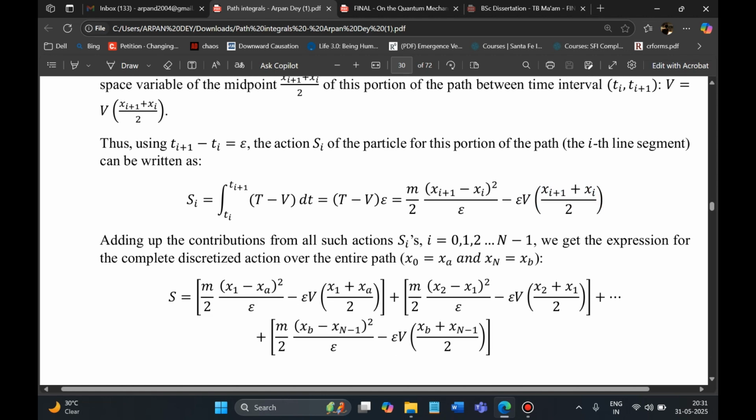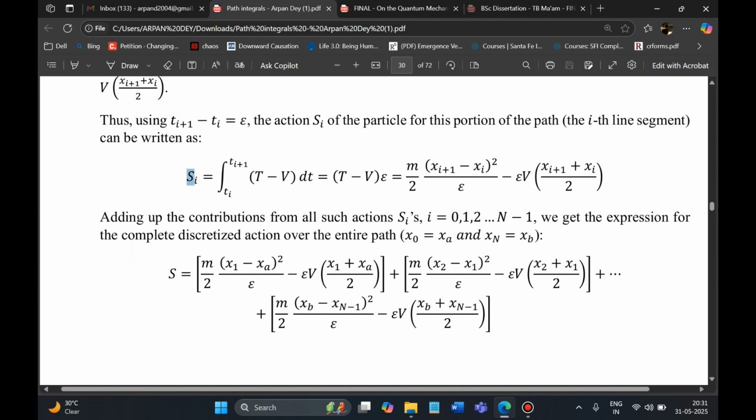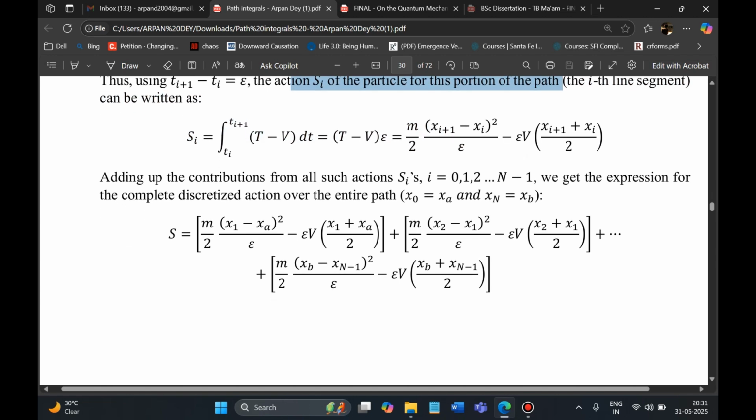So this is my action for the ith line segment, Si, the action S of the particle for only this portion of the path. So for the total action, you will just add up the contribution from all such actions. So the general form will be like this, right?